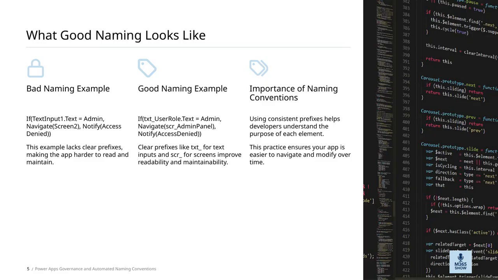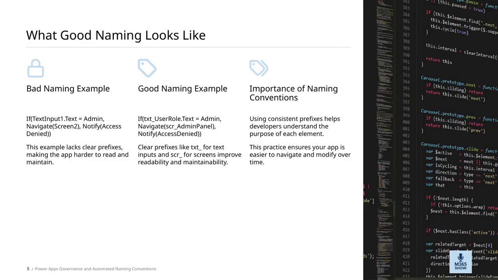Let's take a closer look at what good naming looks like in Power Apps. As you can see, using consistent prefixes helps developers quickly understand the purpose of each element within the app. This practice makes it much easier to navigate and modify your app over time. Now, why are naming conventions so important? Well, if you look at this example, where we have a condition like if txt_UserRole.Text equals admin, the prefix txt clearly indicates that this is a text input. Similarly, scr would denote a screen. These prefixes improve both readability and maintainability, especially as your app grows in complexity.